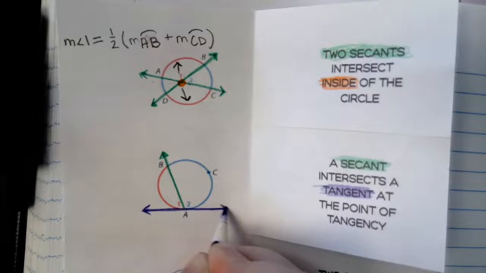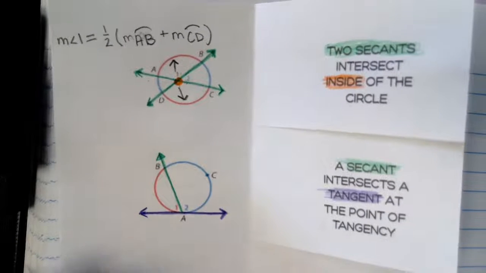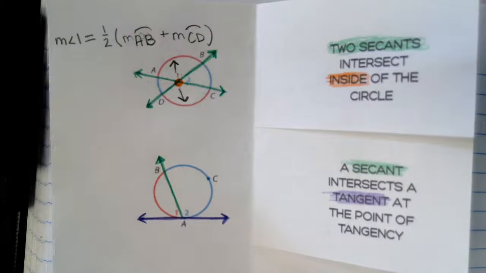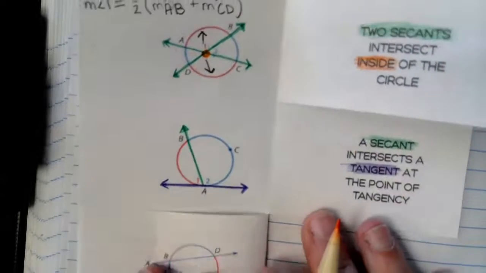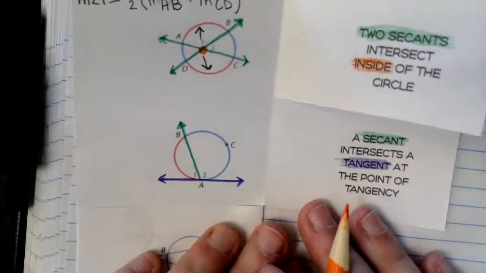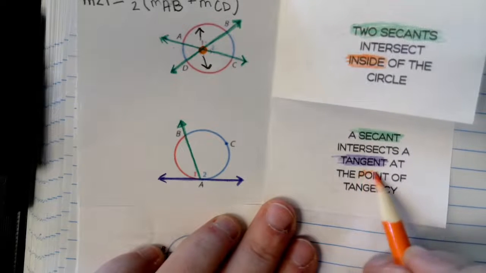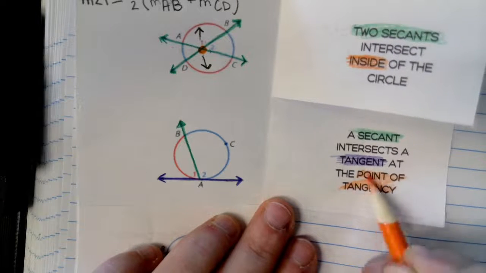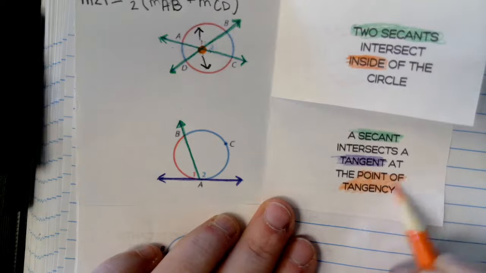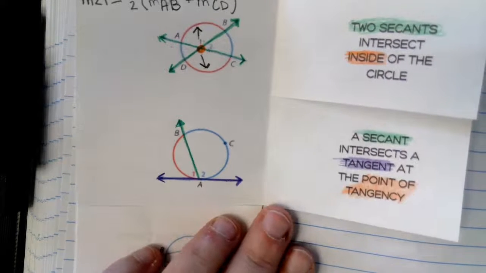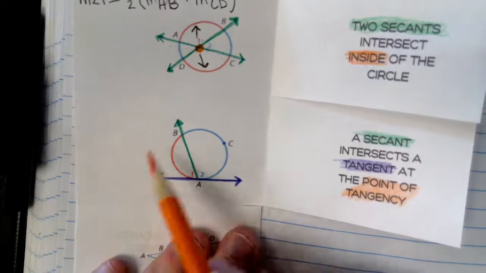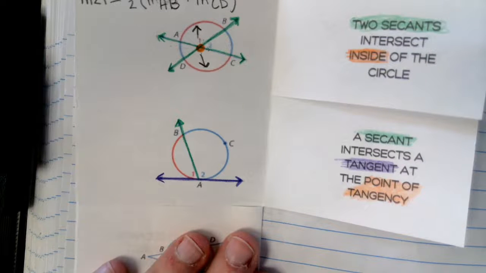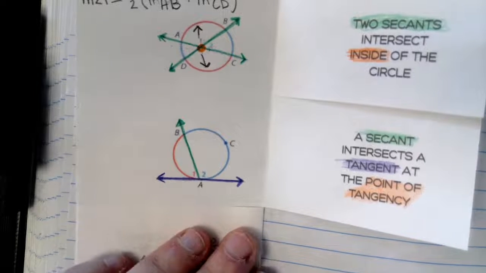Okay, and this time they intersect at the point of tangency. Who remembers from yesterday, what is the point of tangency? Or what point is the point of tangency here? We're going to look at the tangent line. The point of tangency is where the tangent line touches the circle, that one spot. So where does our tangent line touch the circle? A. And that's where the two intersect, at that point of tangency.